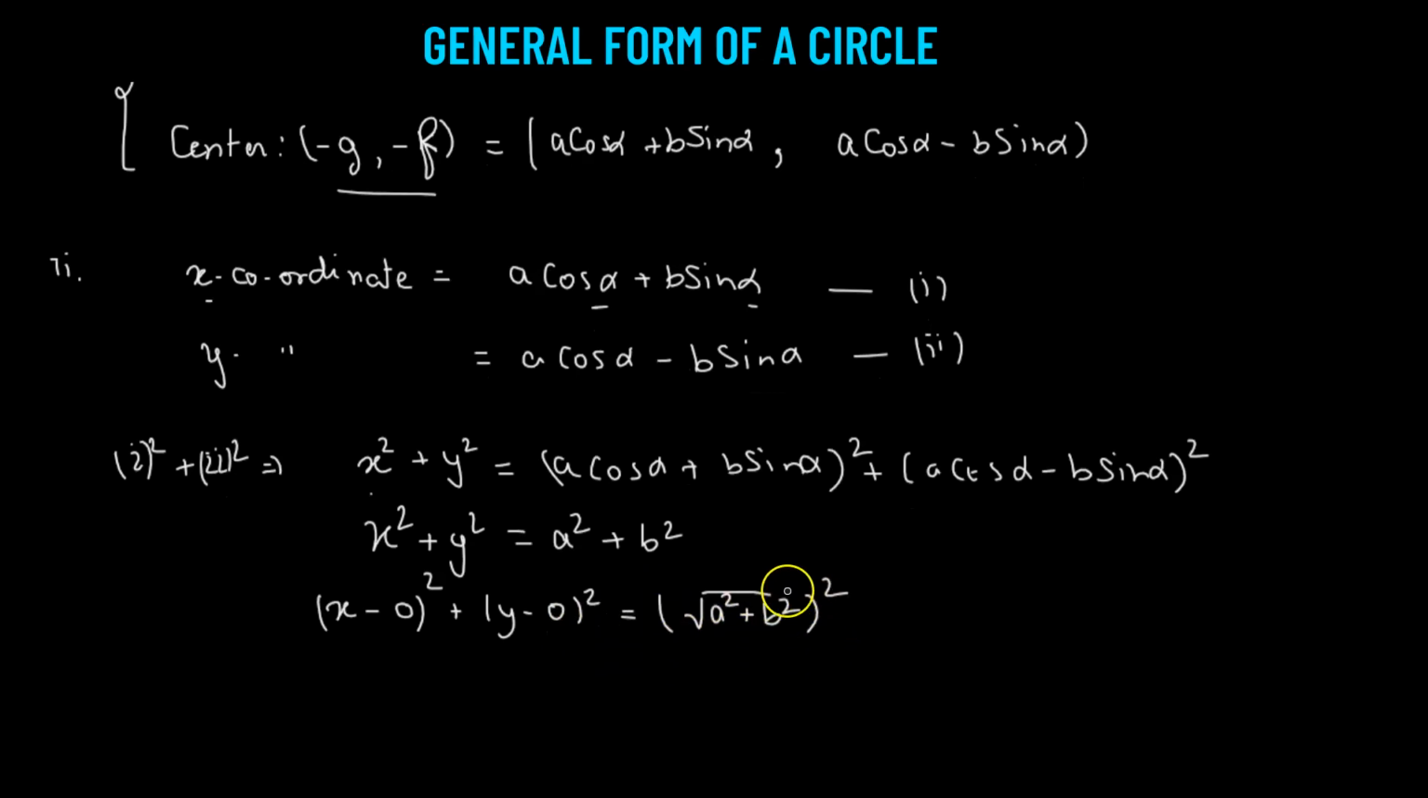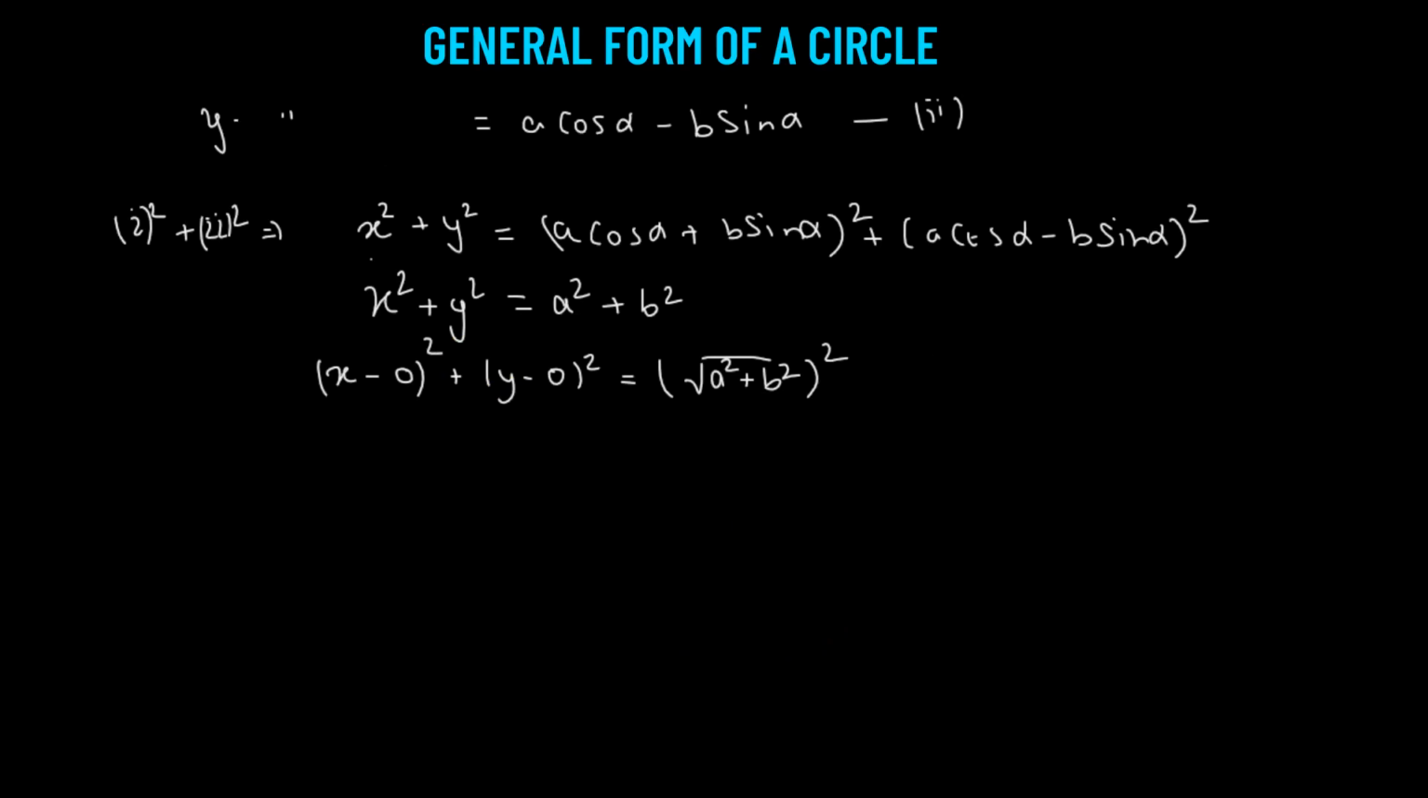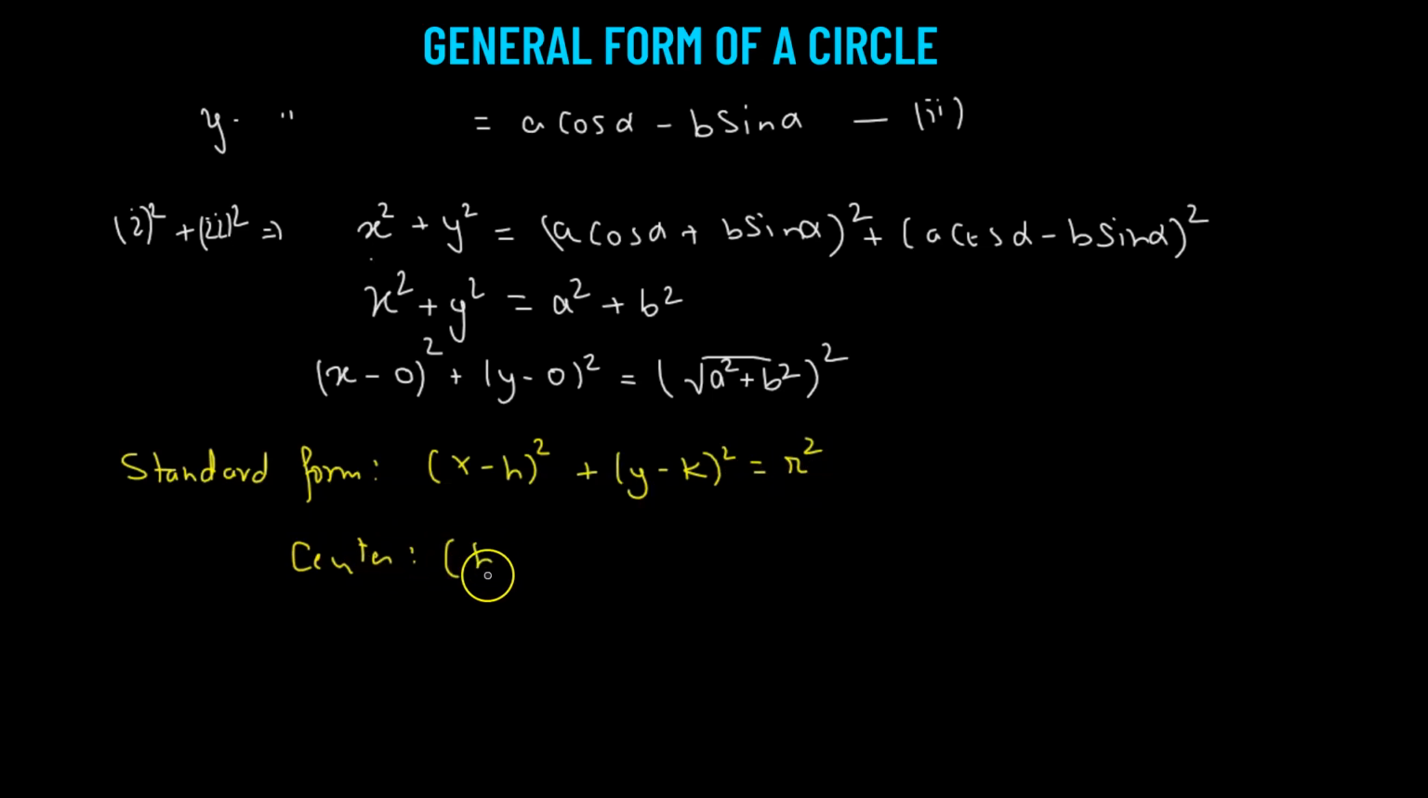Now if we compare it with the standard form of the circle, which is given by x minus h whole squared plus y minus k whole squared equals r squared, then the coordinate of the center of the new circle, which is h comma k, comes out to be 0 comma 0, and the radius r comes out to be square root of a squared plus b squared.